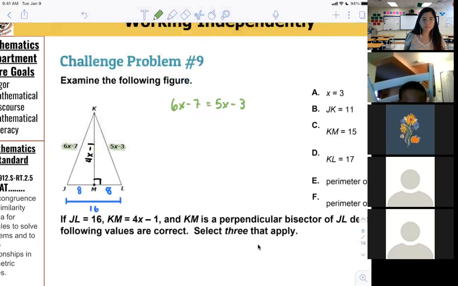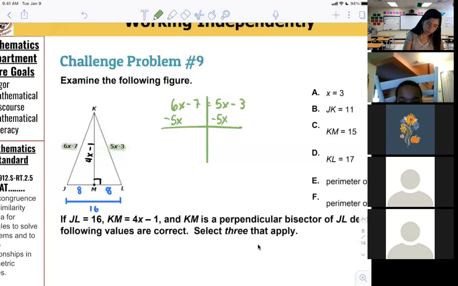because of SAS. And Jalen said that, yeah, this is an isosceles triangle, definitely. This is an isosceles triangle, so we can go ahead and solve. Solve for x. What do I do to both sides? Both sides, minus 5x. Good, Jalen. So I have 6 minus 5 is 1, so x minus 7 equals negative 3.